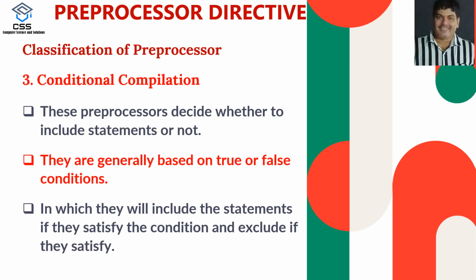The third one is the conditional compilation. Conditional compilation means there are many conditional compilations. Suppose if some macro is defined, the conditional compilation makes it true. If a macro is not defined, the conditional statement makes it false. Hence, the preprocessor decides whether to include the statement or not, and it returns the value true or false, in which it will include the statement if the condition is satisfied, otherwise the else part will execute.